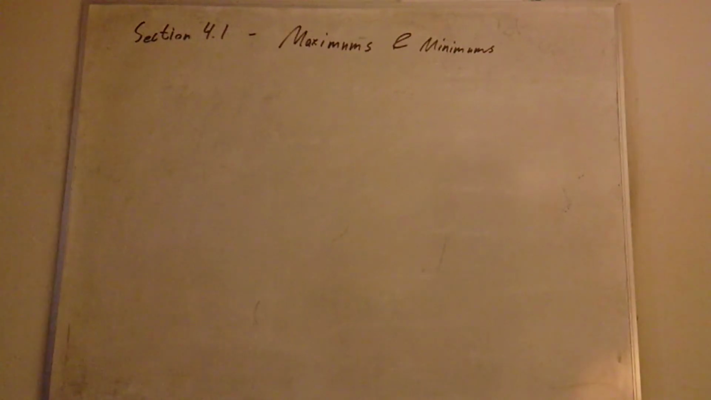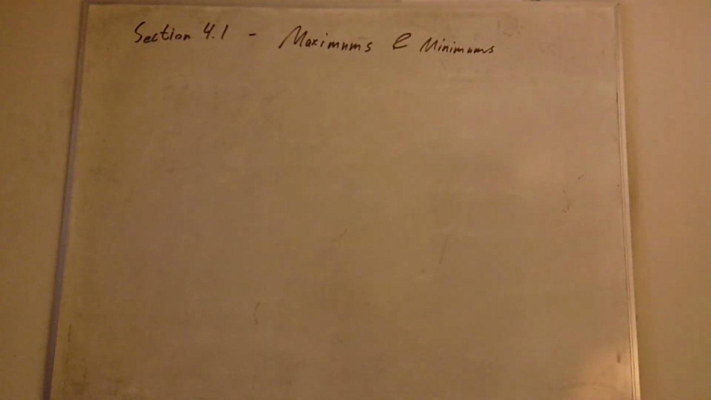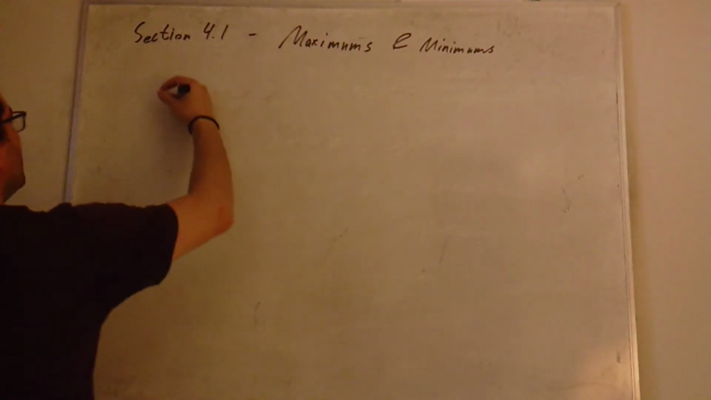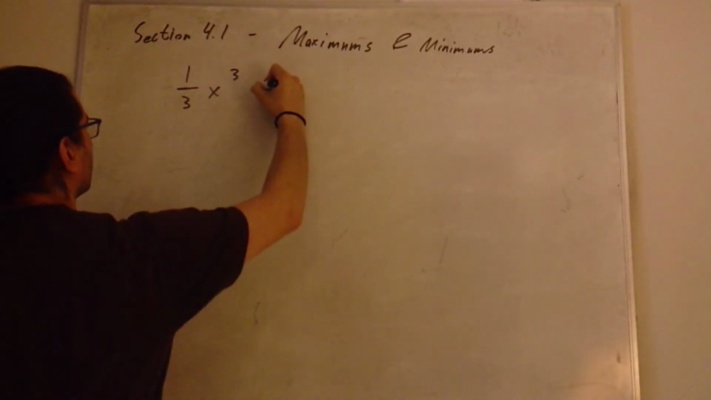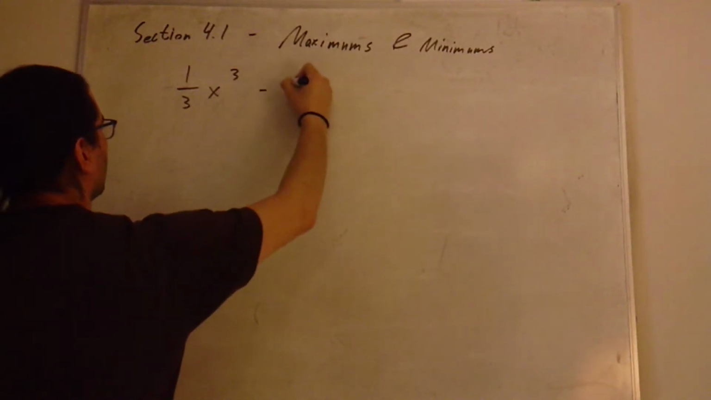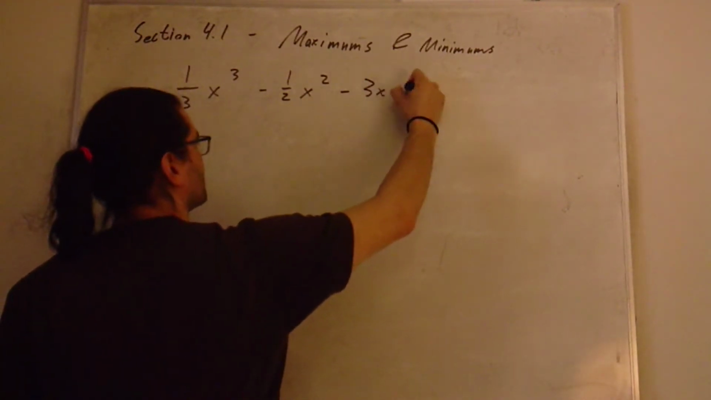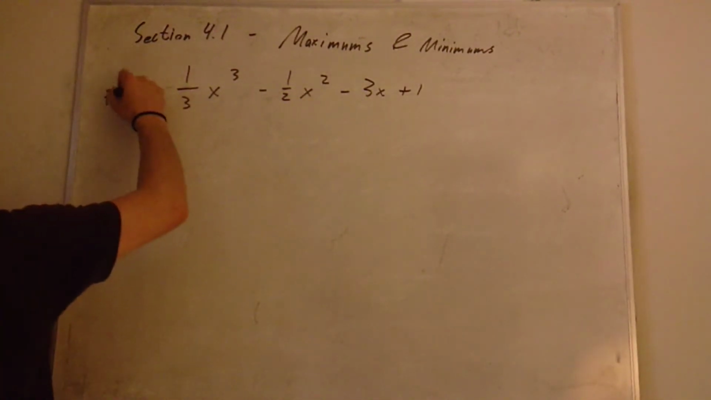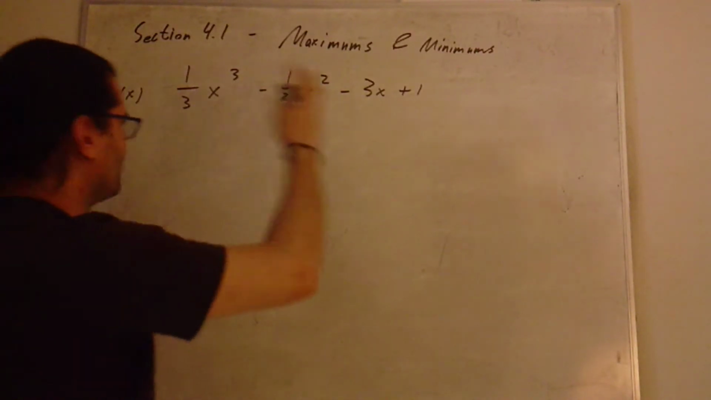Let's look at something hopefully a little more interesting. Let's do 1/3 x cubed minus 1/2 x squared minus 3x plus 1. This is the function. I don't know what this looks like. It's probably some kind of weird mass. Some sort of cubic, I don't know.